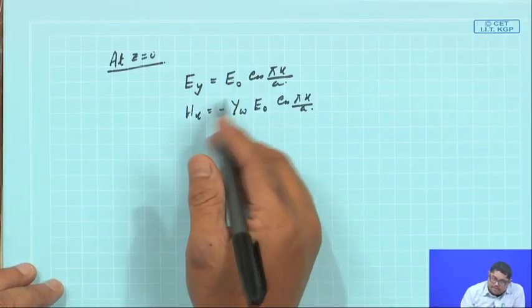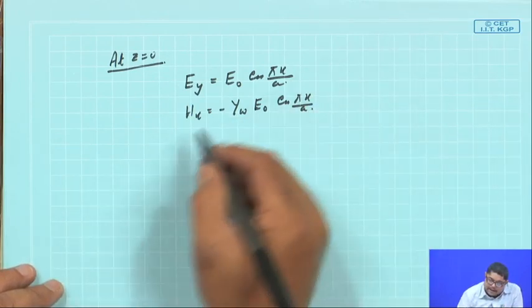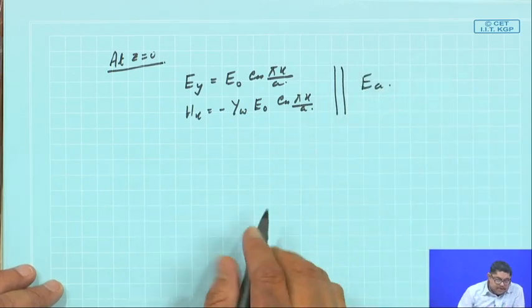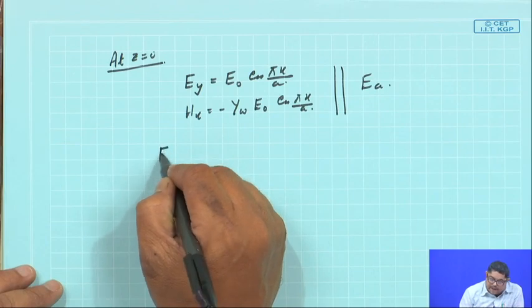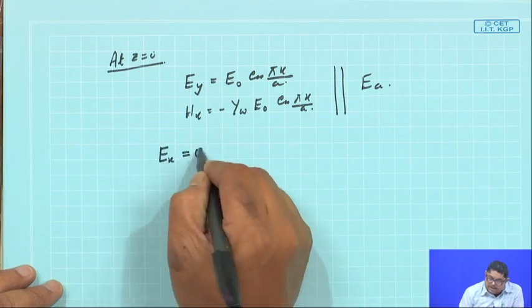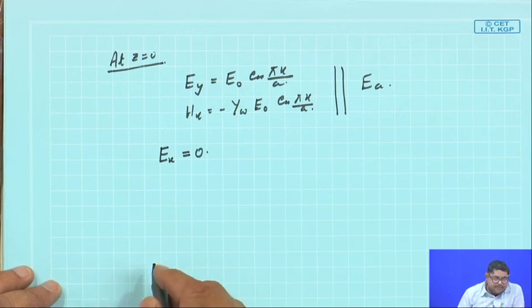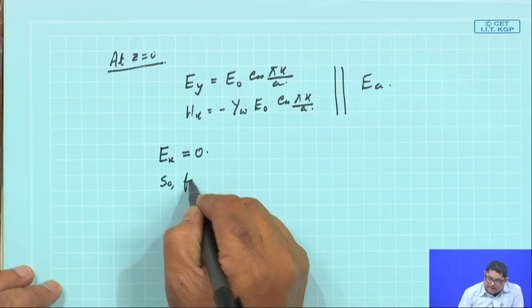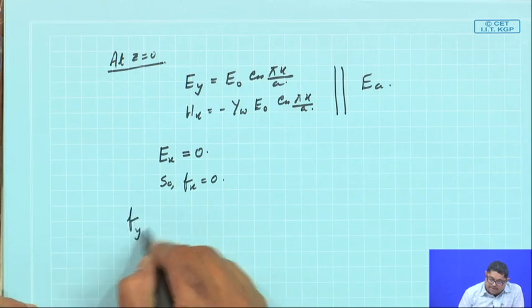So, this is at z is equal to 0, this is the field. I say that this is my E A. So, you see that that means my E x is 0. Can I say f x will be also 0? F is the Fourier transform. So, I will have only f y.